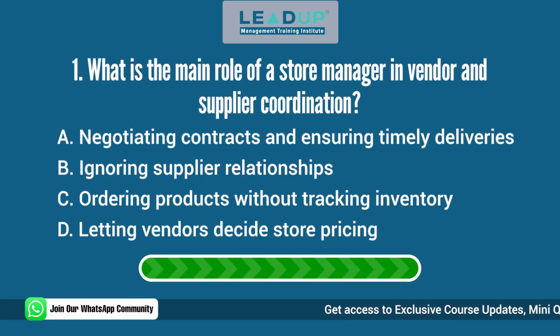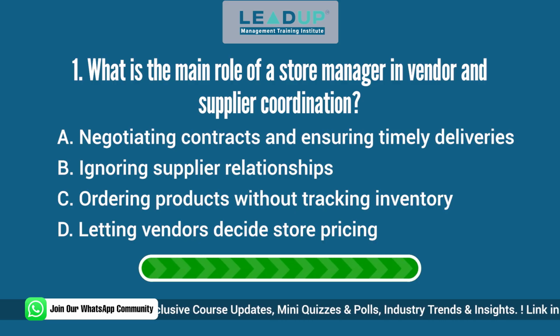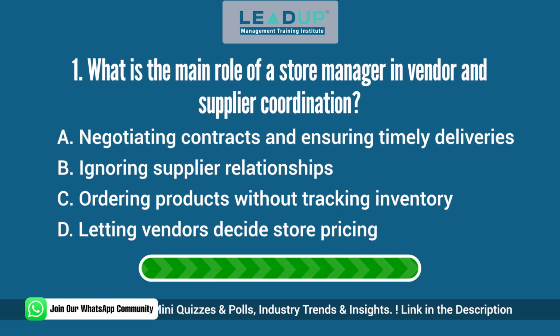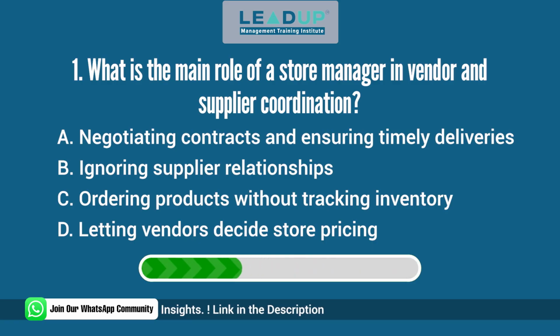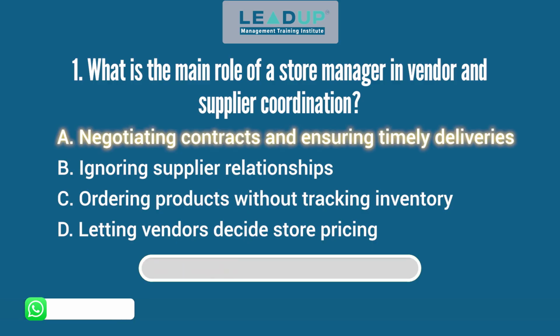A. Negotiating contracts and ensuring timely deliveries. B. Ignoring supplier relationships. C. Ordering products without tracking inventory. And D. Letting vendors decide store pricing. Answer: negotiating contracts and ensuring timely deliveries.